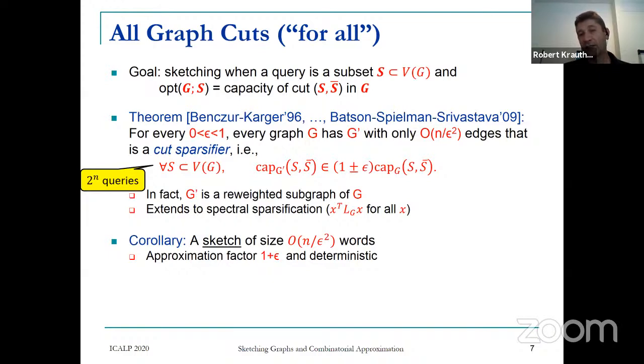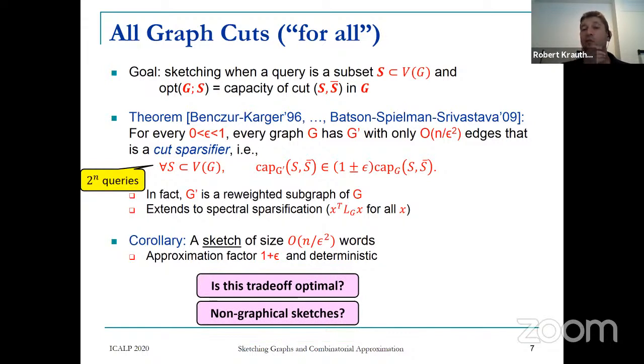And with approximation factor 1 plus epsilon, you might wonder, is this trade-off optimal? I mean, after all the improvements, you still have n over epsilon squared. Can you do better? Why not have n over epsilon? Actually, why do you need a square?